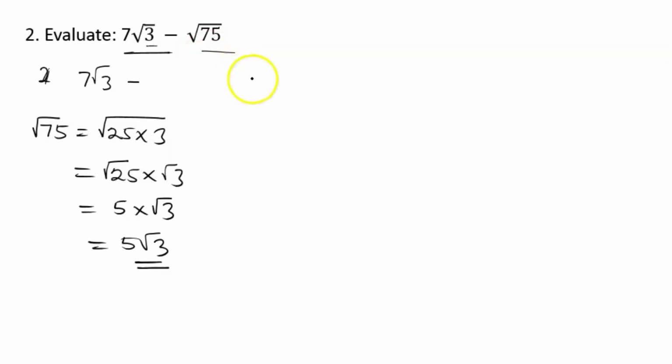So what are we asked to do? We have to do 7 root 3 minus 5 root 3. I told you, since they are similar, can you see they are similar? So you can subtract them. 7 minus 5, that's 2, then root 3. You see, it's very simple.